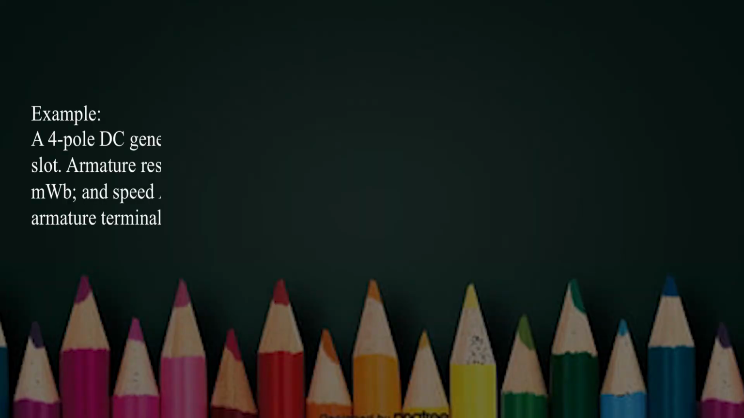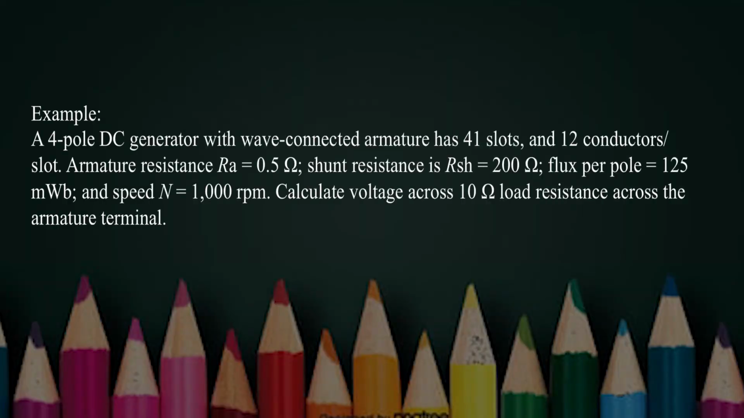Now we are going to discuss an example. Here you can see that a 4-pole DC generator with wave connected armature has 41 slots and 12 conductors per slot. Armature resistance Ra is 0.5 ohm. Shunt resistance, that is Rsh, is equal to 200 ohm. Flux per pole is equal to 125 milliweber, and speed is given as 1000 rpm. You have to calculate voltage across a 10 ohm load resistance across the armature terminal.